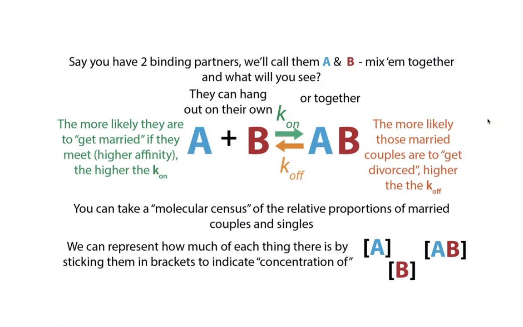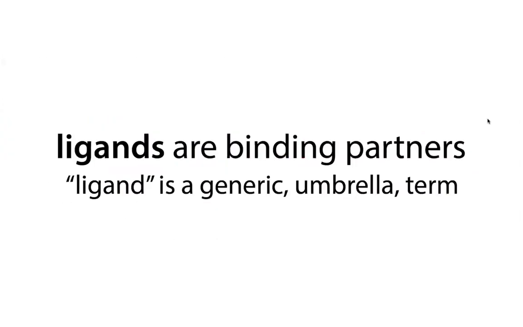Now I'm going to use the terms A and B, but you might see different terms used. Your book uses the terms P and L. L stands for ligand, and a ligand is just a generic name for a binding partner. We have more specific terms that we can use for ligands of different molecules. When we talk about antibodies, we'll talk about antigens. When we talk about enzymes, we'll talk about substrates, which are the ligands that enzymes bind and modify. But ligand is more of a generic umbrella term.